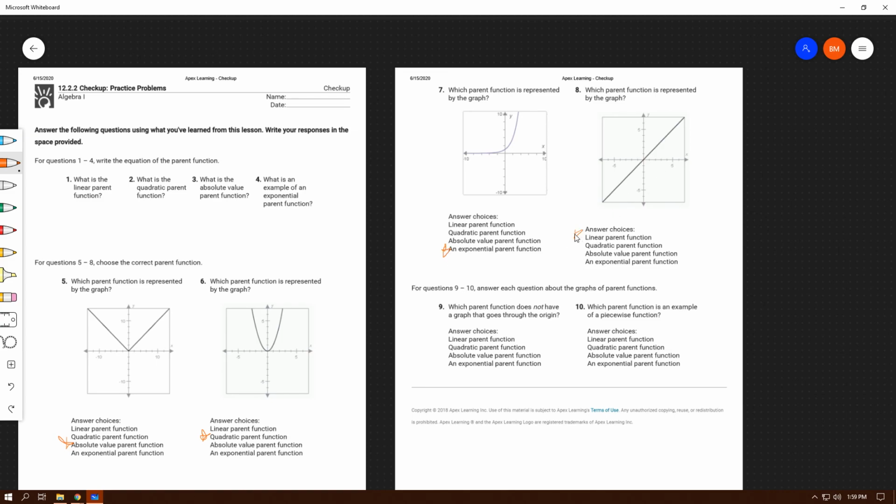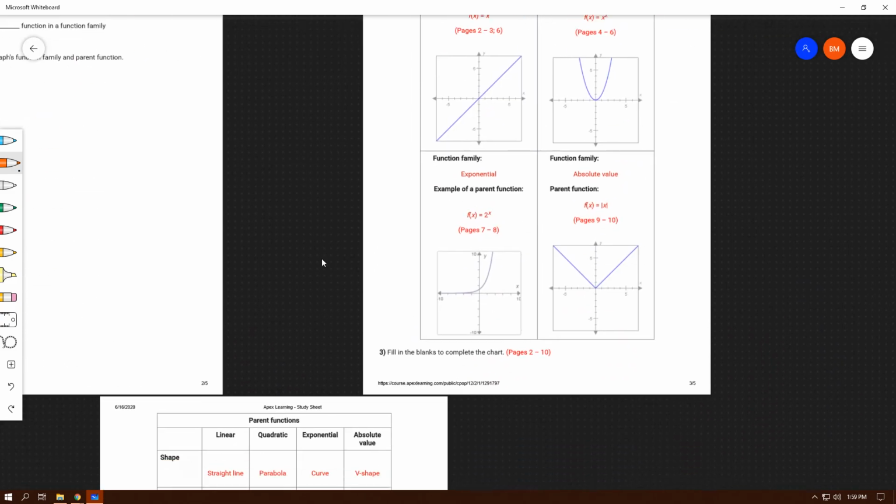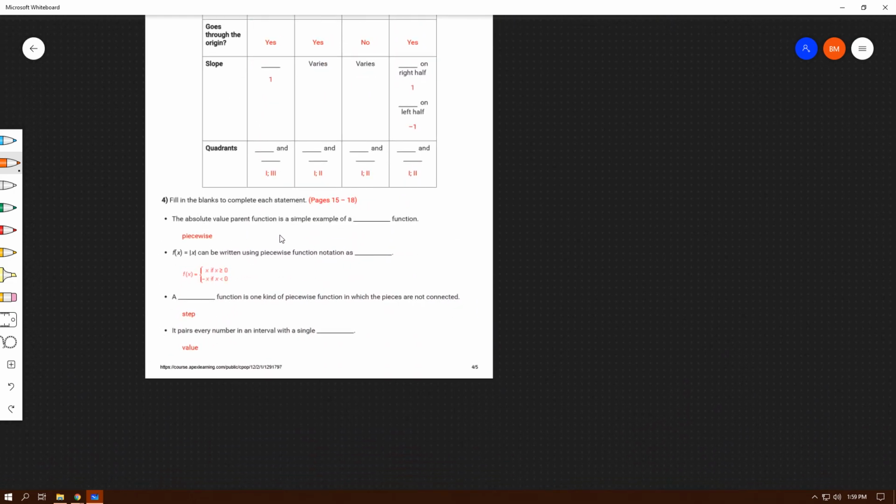Straight line, linear. Which parent function does not have a graph that goes through the origin? Oh, that's the exponential. Sorry, didn't know what I was asking. Which parent function is an example of a piecewise function? That's the absolute value function. That is covered on your study guide a little bit. The absolute value parent function is a simple example of a piecewise function.